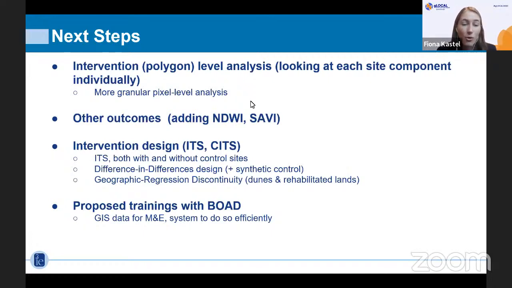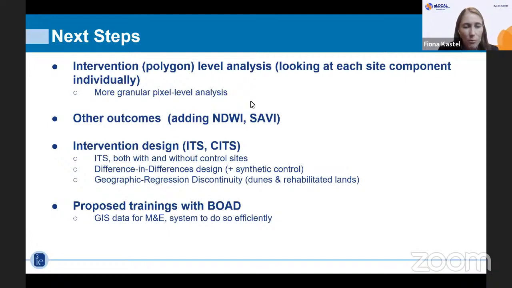And then we're going to look at the other outcomes in more detail, NDWI and SAVI. SAVI, I don't know if I mentioned this, but it's similar to NDVI, but generally used in more dry and arid regions, which might be more useful in our case, since this region, as I mentioned, has very little rainfall.